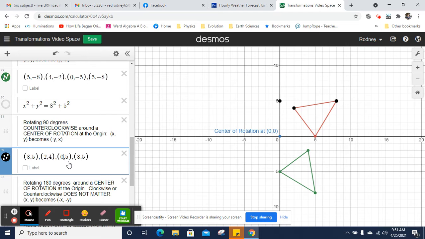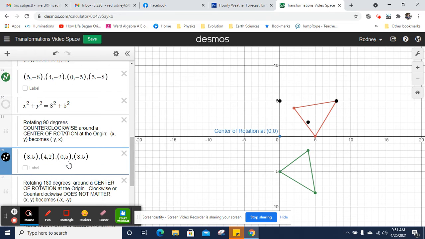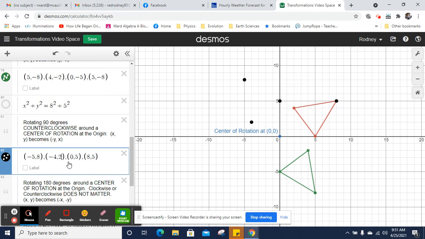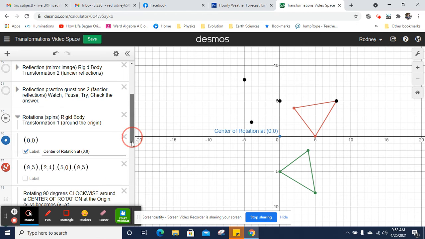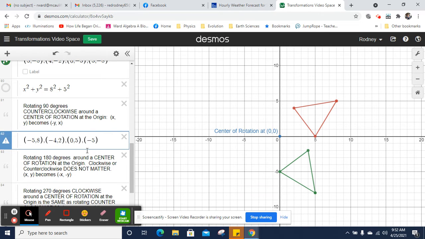So x and y change positions. We don't worry about changing the sign of 0, but we do worry about changing the sign of numbers that are not 0. So 2 becomes a new y, 4 becomes a new x, but it's in the second quadrant, so the 4 has negative. I'm moving counterclockwise, so the new x is going to change signs. So that'll be a negative 5 and a positive 8. And I'll fix this last one. Oops. Hit the wrong button. Okay, negative 5, comma 8.